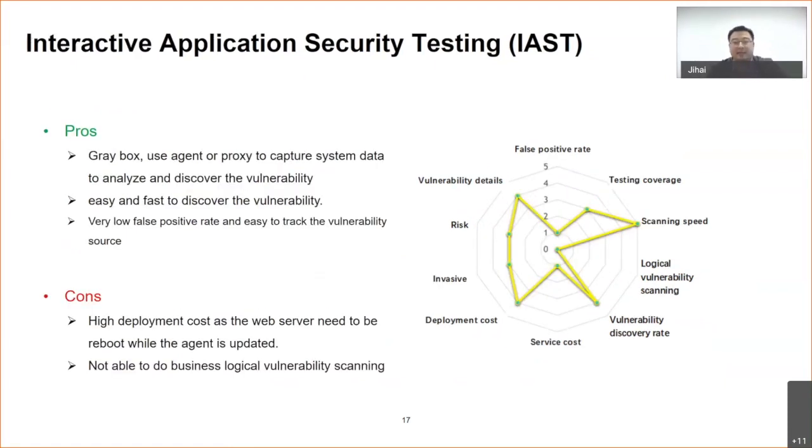The third one is called the interactive application security testing tool. Like I mentioned before, this tool is very similar to a monitoring tool. It normally installs an agent in your application, in your testing environment. When you run your application and your testing, the agent gathers information and does some analysis to see whether there are potential vulnerabilities.